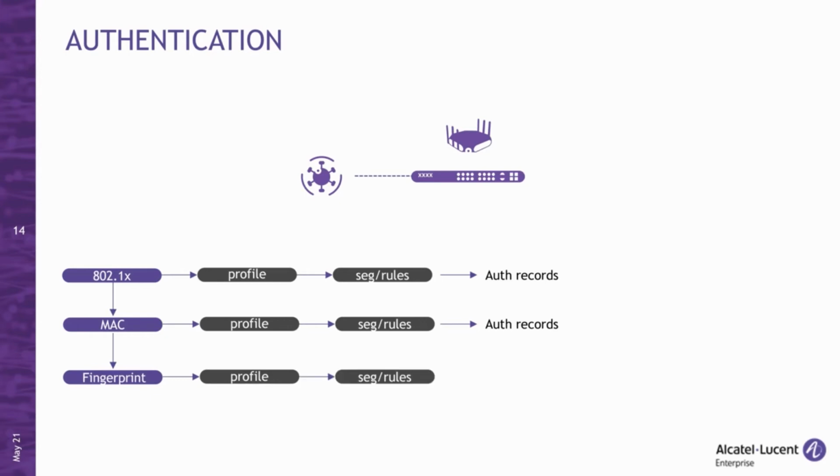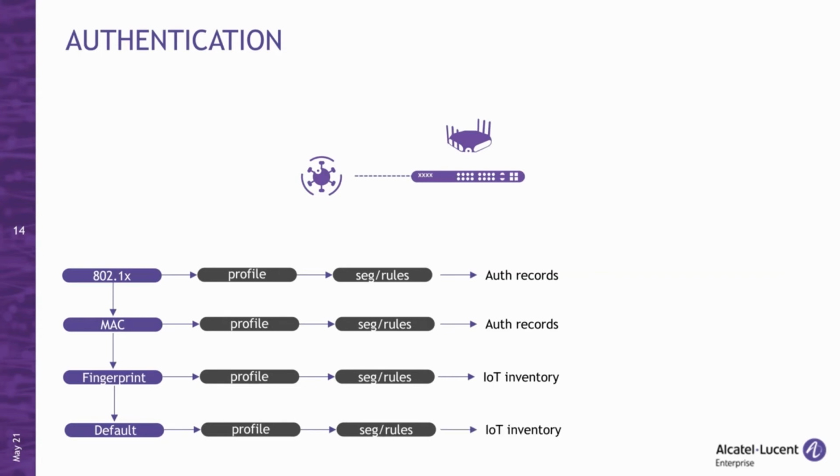If no profile is returned, we attempt fingerprinting, which we can also use to map to a profile, segment, and rules. This does not generate an authentication or accounting record, but does get registered in the IoT inventory database. Lastly, we have a default catch-all in case profiles are not returned or everything else fails. But in the early stages, we will still map the device to a profile, which will lead to the same segment and rules, and will log the device in the inventory database.